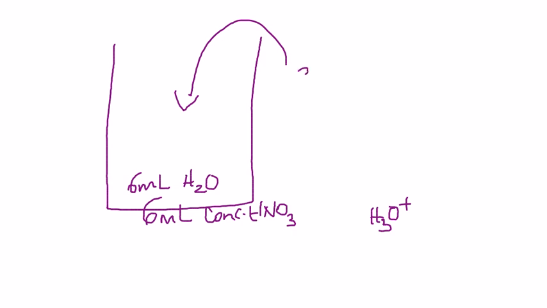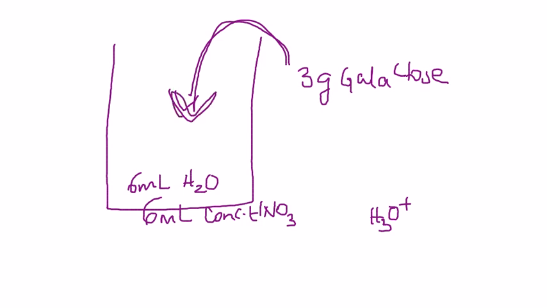You're going to add 3 grams of galactose into the system, and you would see most of it should dissolve. You may use a stir bar to stir it in the beginning, but you will have to set up a steam bath, so it's a good idea to just swirl it occasionally, rather than have a stir bar in there at all times.